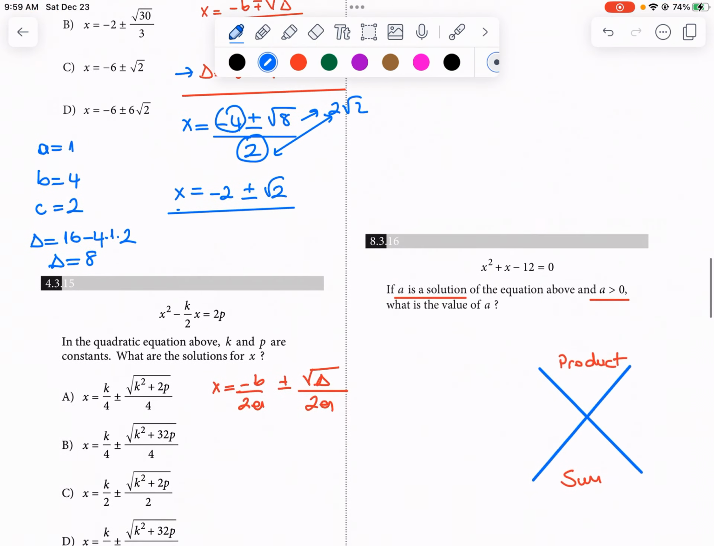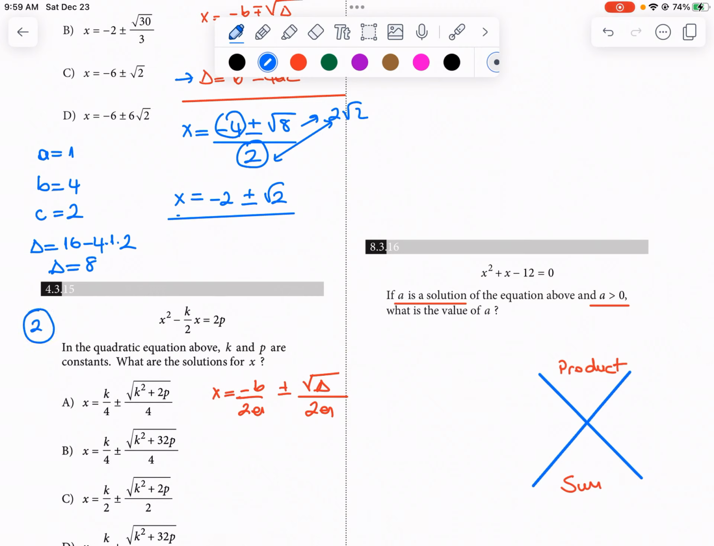Next question, question 2. We have x squared minus k over 2x is equal to 2p. In the quadratic equation above, k and p are constants. What are the solutions for x? And again, guys, we write the quadratic formula in a different form this time. We write it as two different fractions. We separate it.